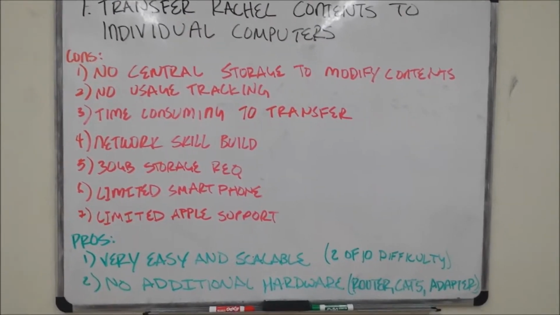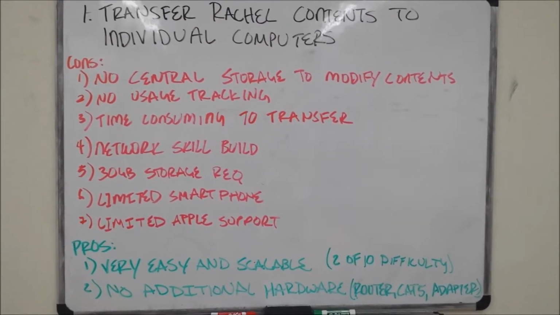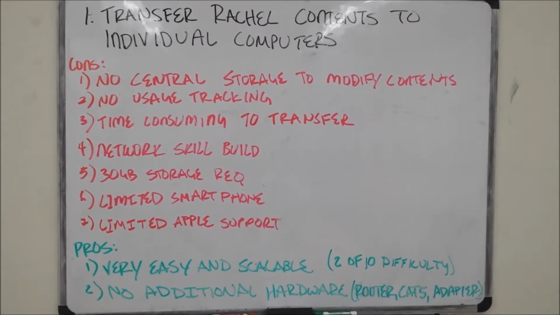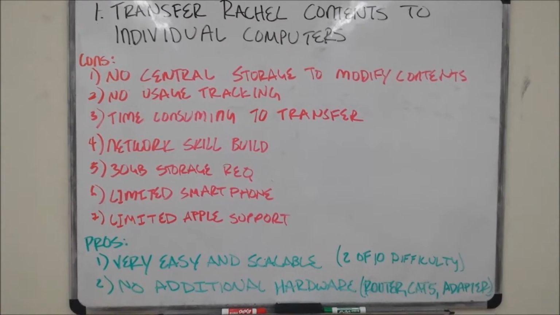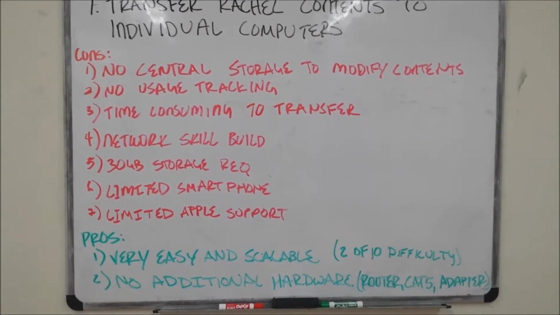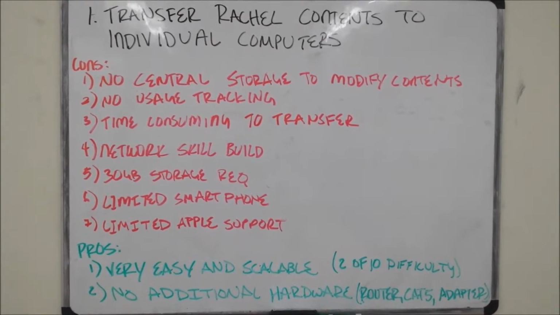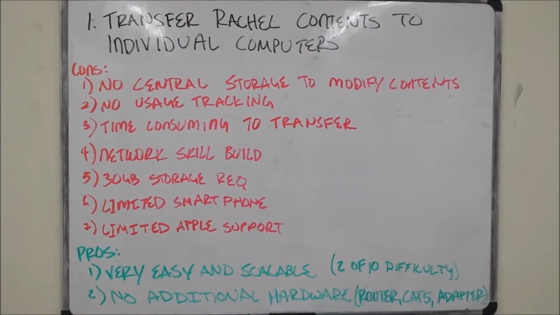The cons that a lot of people aren't really familiar with is that, one, you don't have any central storage of Rachel. So a lot of places you can add content to Rachel very easily, or maybe you want to delete some things that aren't relevant. If you store all of Rachel in one place, this is very easy to do. Rachel also comes with usage tracking, so you can see how much files are being used and viewed if you have them in a central location.